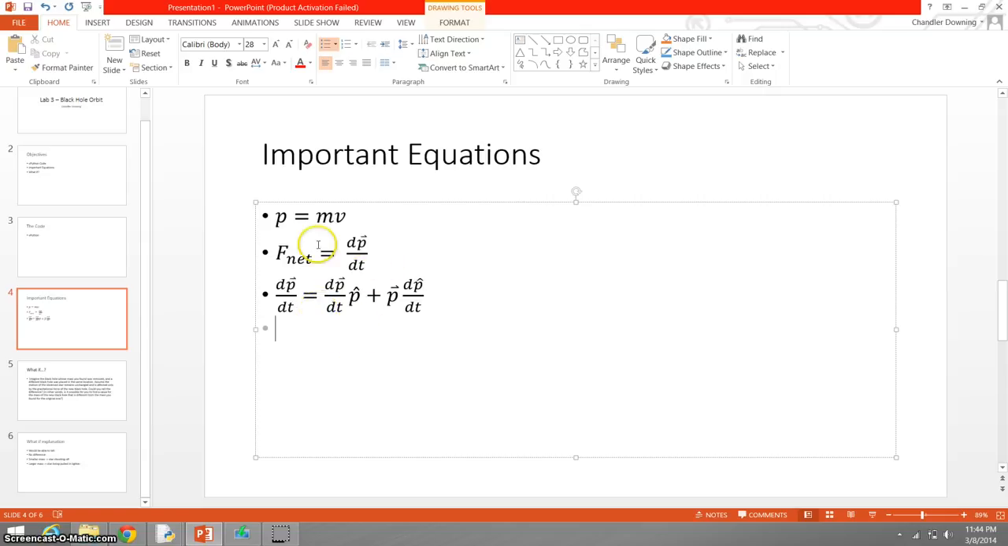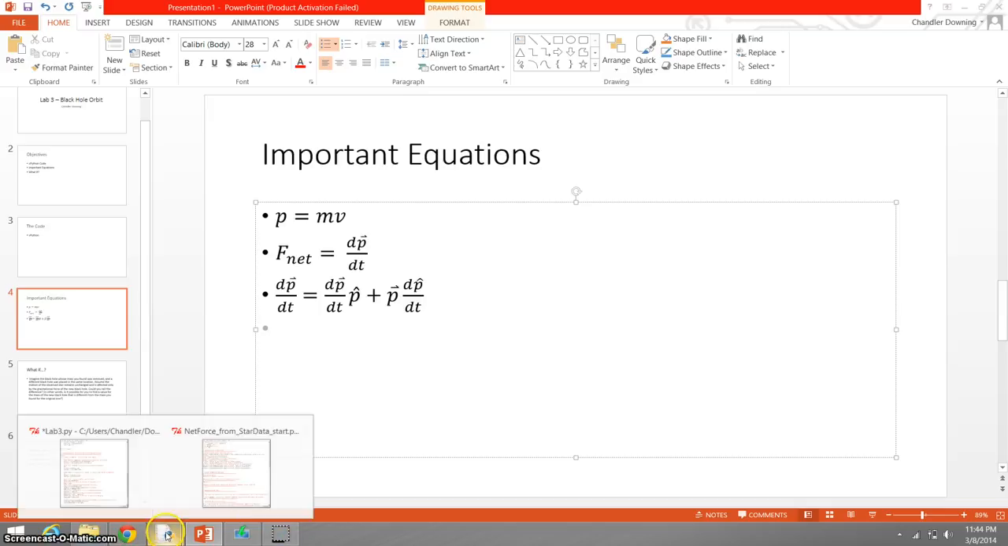This second equation that is pretty important is that Fnet is equal to dp over dt, and that dp/dt equals dp/dt times p hat plus p times dp hat over dt. This is a very important one, so it gives us one in the parallel component and the other in the perpendicular component.